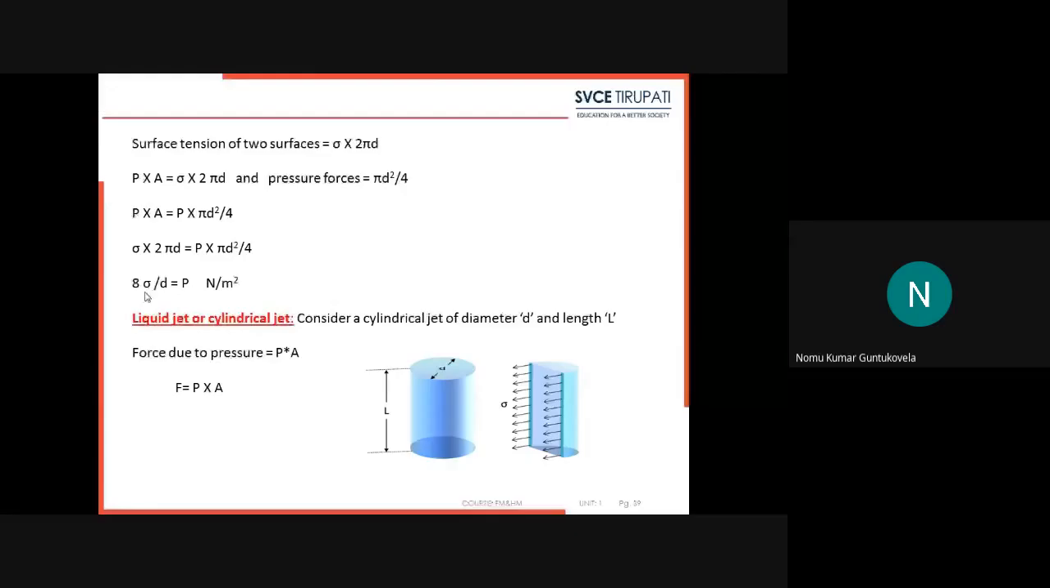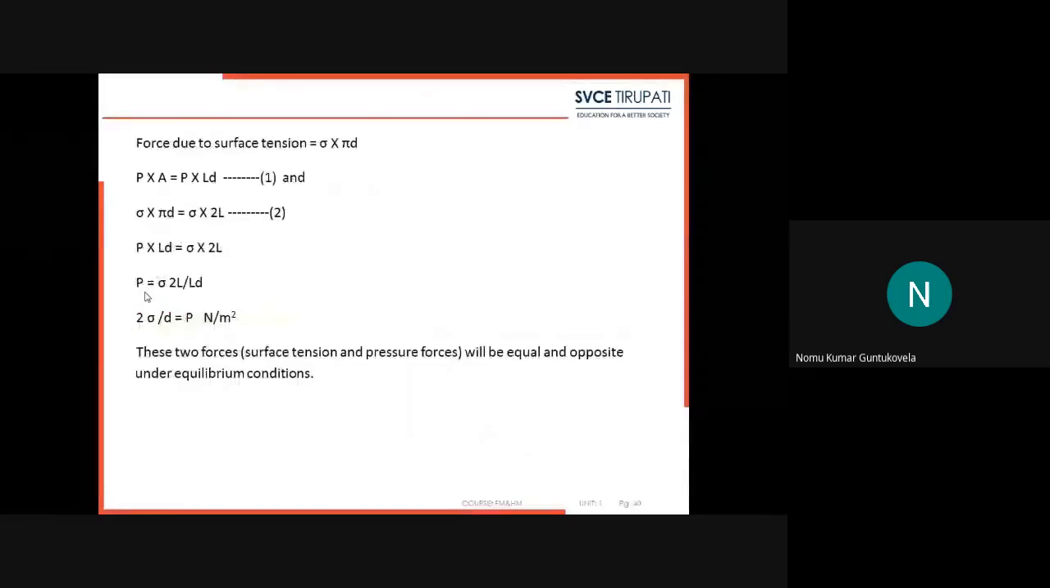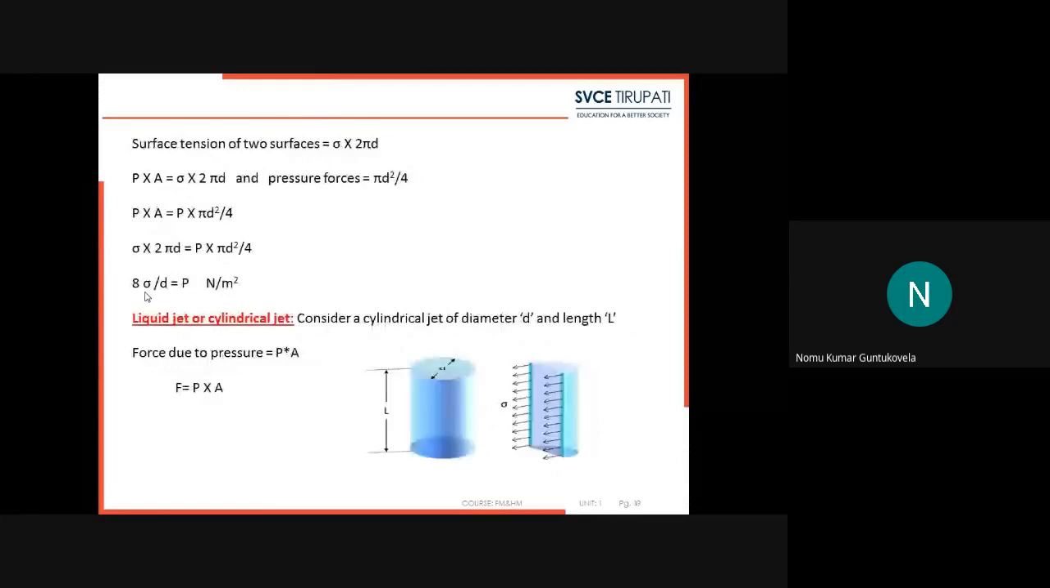P equals 8 sigma by d. In the same way, for a liquid cylindrical jet also, P equals 2 sigma by d. So these are the three different formulas we have for surface tension.